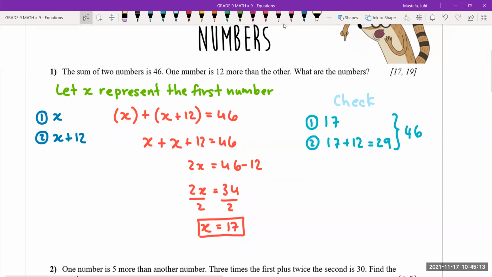Yes, okay. We need a therefore statement for the end. So we're going to say therefore, your therefore statement always needs to answer the question. So the question is, what are the numbers? The numbers are 17 and 29.